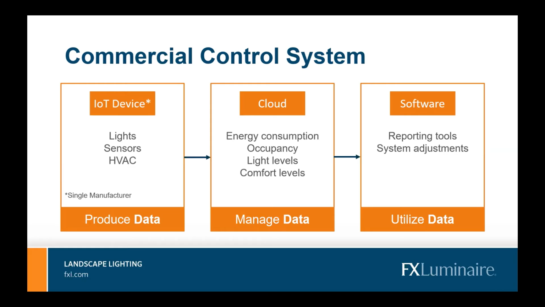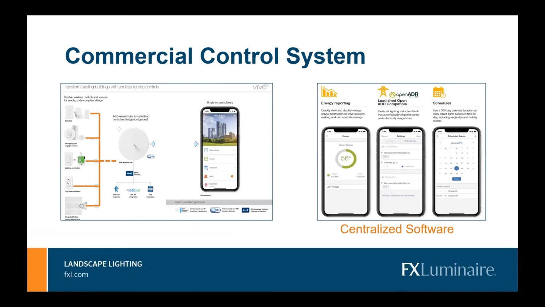The information that is being sent to the cloud so that it can be managed is typically energy consumption, occupancy, whether it be an individual office room or a meeting room, or just the overall layout of a floor. It can determine the light levels that are being used as well as the comfort levels. And from there, it can use the software to generate reports. And more importantly, it uses all the information to make system adjustments based off of your needs and the requirements. So an example here would be on the Lutron side.